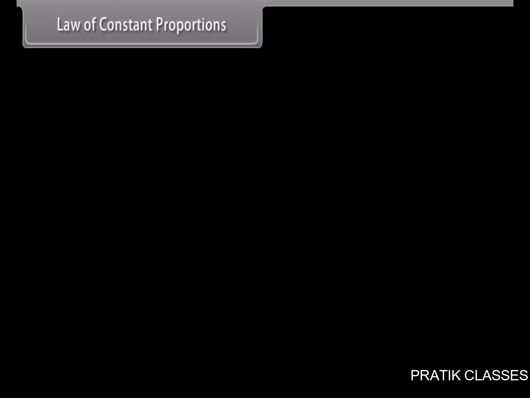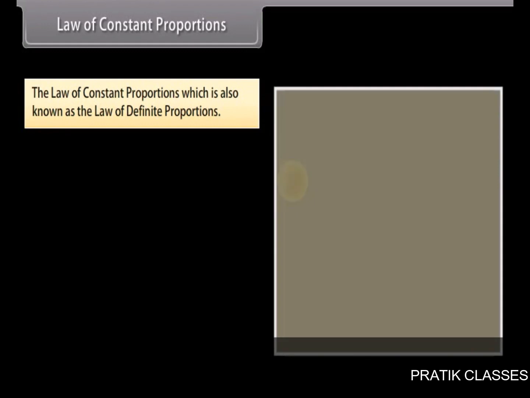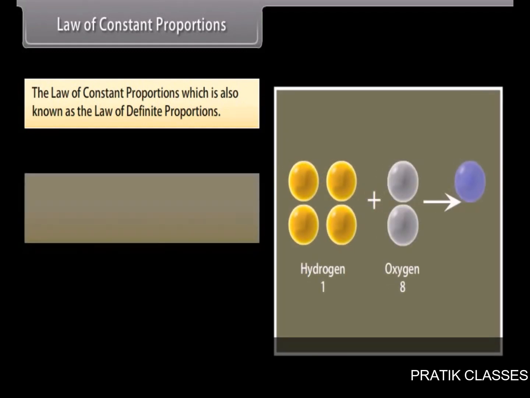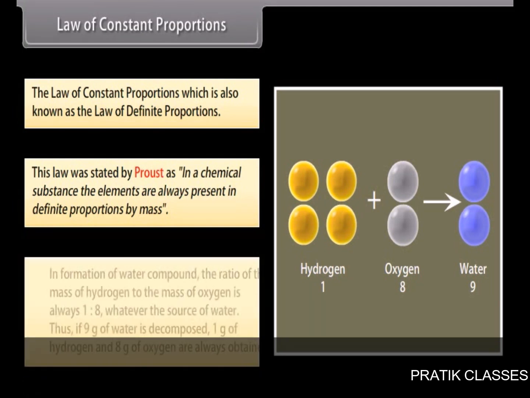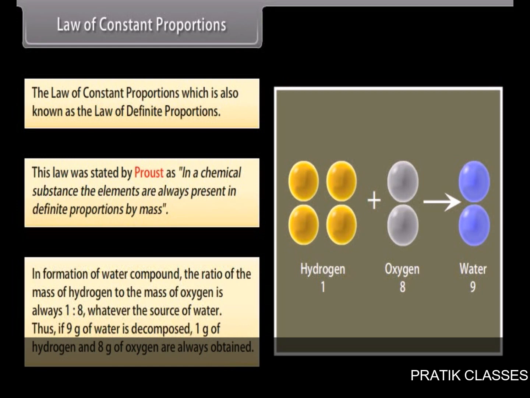Law of constant proportions. The law of constant proportions, which is also known as the law of definite proportions, was stated by Proust. In a chemical substance, the elements are always present in definite proportions by mass. In the formation of water, the ratio of the mass of hydrogen to the mass of oxygen is always 1:8, whatever the source of water. Thus, if 9 grams of water is decomposed, 1 gram of hydrogen and 8 grams of oxygen are always obtained.